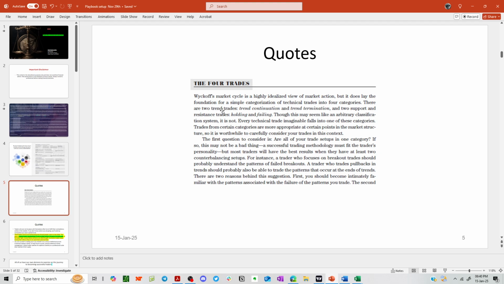Today I want to touch on the 4 types of trades highlighted in Adam Grimes's book, The Art and Science of Technical Analysis. And of course, he's referencing Whitehall's market cycle. There are 2 trend types: trend continuation and trend termination, and 2 support and resistance trades, holding and failing. Because every technical trade imaginable falls into one of these categories. Trades from certain categories are more appropriate at certain points in the market structure, so it is worthwhile to carefully consider your trades in this context.